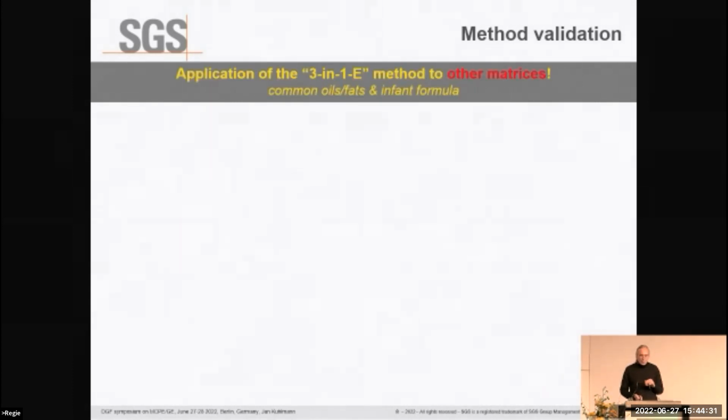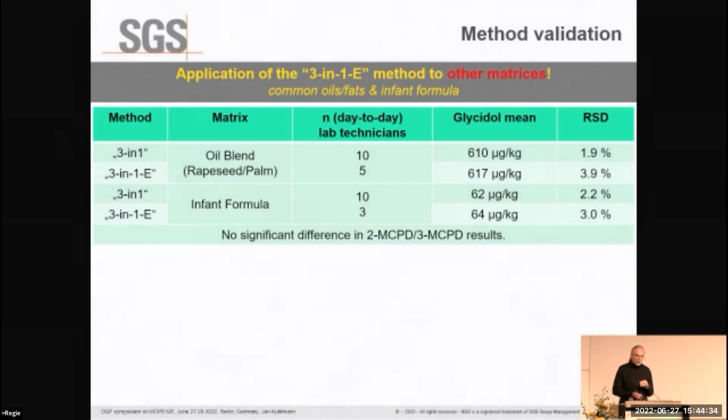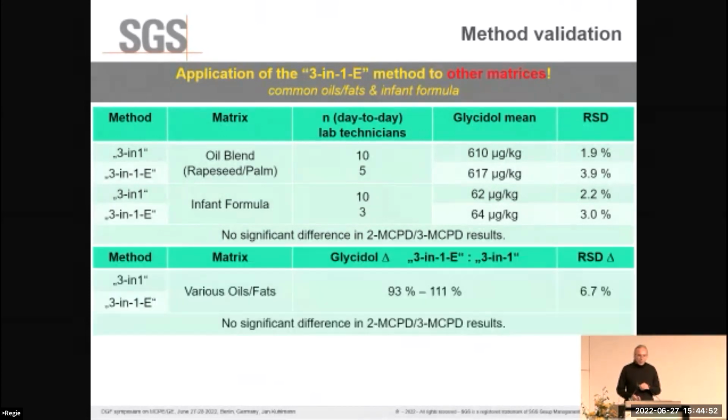And we did both. So this is just a rush through method comparison when we applied the E method in parallel with the original B method to all blends and infant formulae to see if the mean values are matching and if the repeatability is sufficient. The same we did for a larger variety of diverse oils and fats. Of course, there were no differences in MCPD results because MCPD analysis is not changed with the emulsifier method.